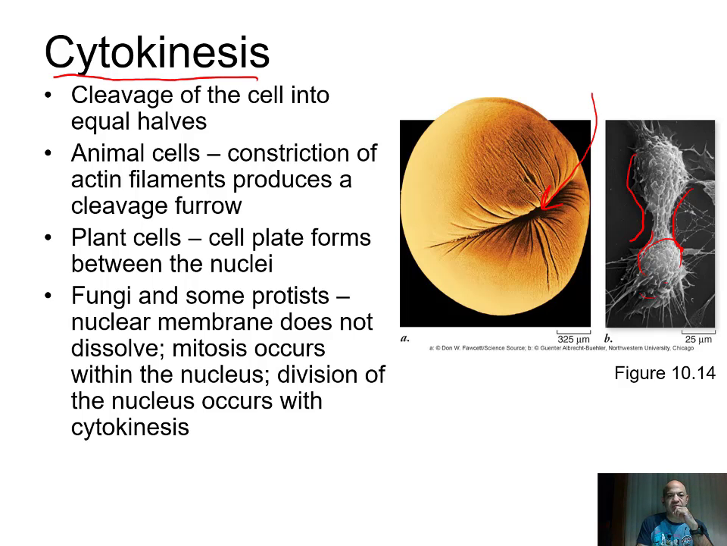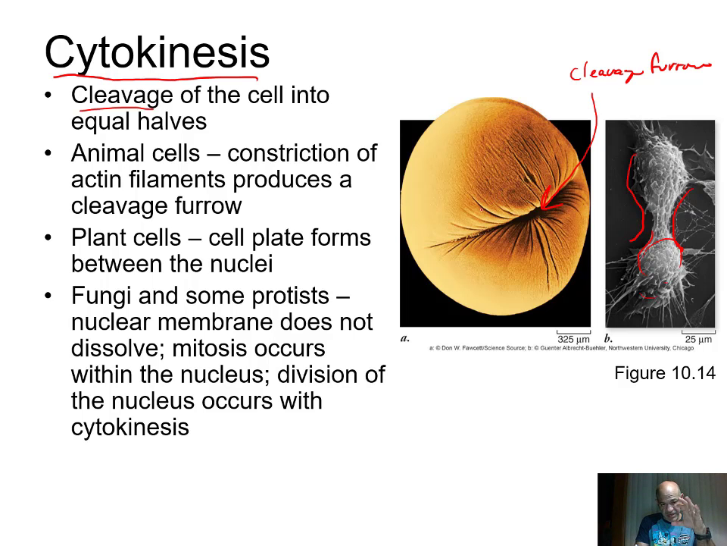scanning electron micrograph. And so this process in animal cells, we're going to refer to it as cleavage, and then you have your cleavage furrow. And this is going to happen here in an animal cell. The animal cell can pinch because it doesn't have a cell wall.